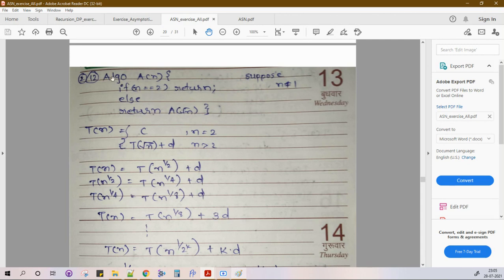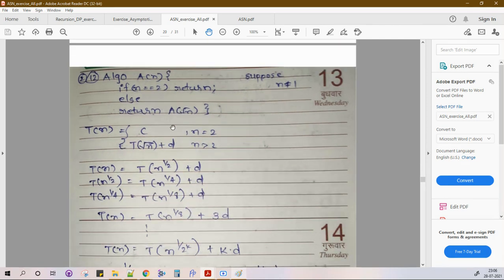The algorithm A(n) is defined like this: if n equals 2, then return. So this is the base case, right? When this function will terminate, what is the termination condition or base case? It is n equal to 2, return. Else I will call this function again with root n as the parameter. So if n equals 100, I will call A(10), then A of root 10, then A of root of root 10, like that. So it will go something like that.